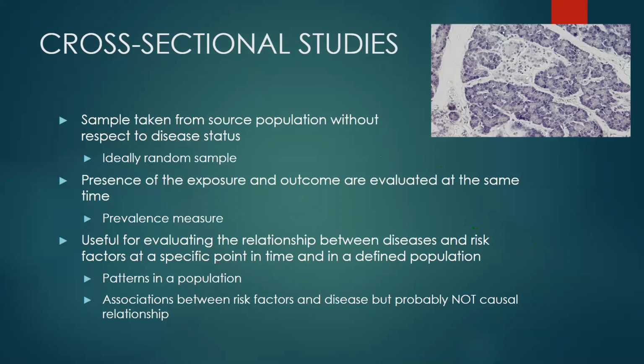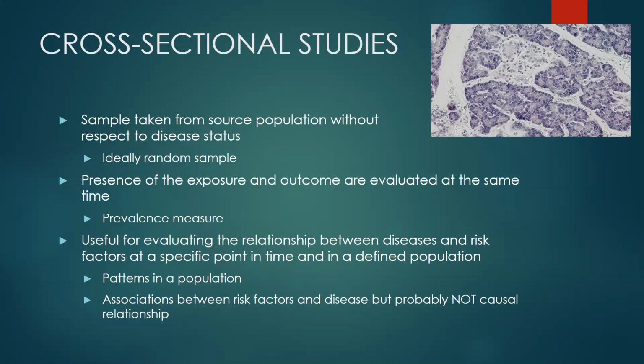And because we're looking at both exposure and outcome at the same time, cross-sectional studies only give us information about prevalence, so what's currently happening. We're not following people over time to see who develops new cases of disease, that incidence measure. So these are helpful for looking at what the patterns are in the population. And we can look at associations using cross-sectional studies, but for reasons we'll talk about in the next session or two, it may not be causal.